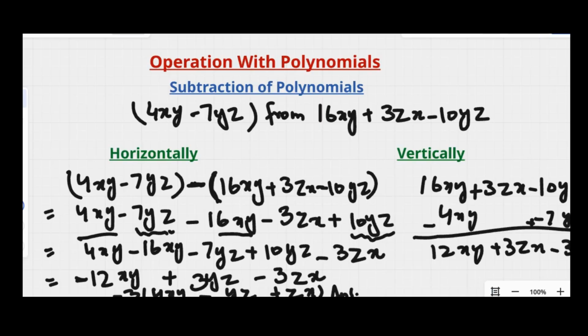Here we have subtracted this value from this value, and here we are subtracting this value from this value. We are writing this value on the upper side, and this value will be written on the lower side. In the first method, first this value, then second this value. But in this method we have written this value first and this value second.